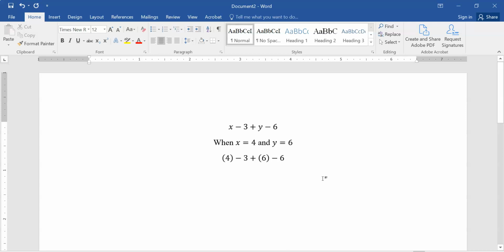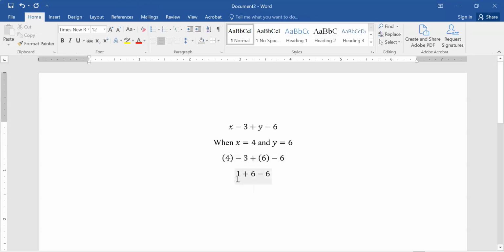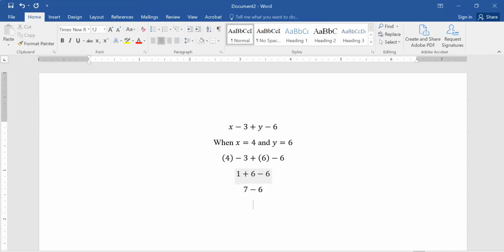Because addition and subtraction are on the same level, what I need to do is work my way from left to right. So I don't want to add the 3 and the 6 immediately. What I want to do is take 4 minus 3 first. So 4 minus 3 is a 1, plus 6 minus 6. And then in the next step, 1 plus 6 would give me a 7. And 7 minus 6 obviously is 1.